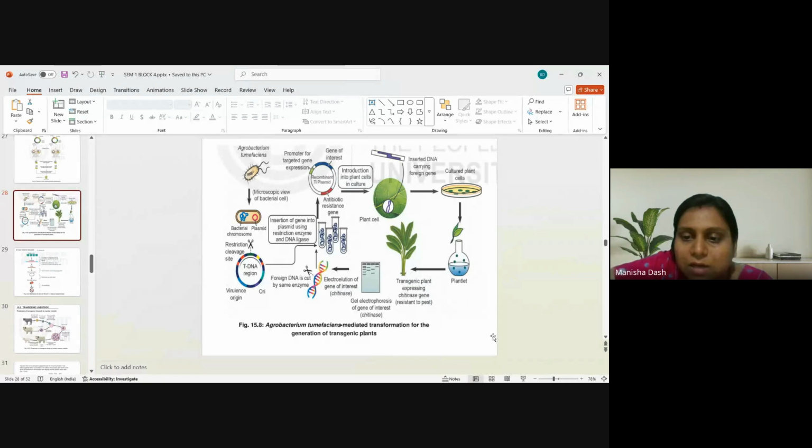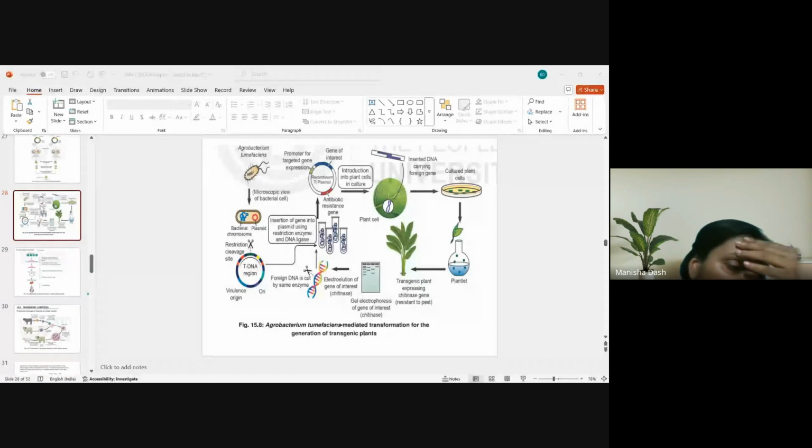Then this is the construction of a transgenic plant. I hope all of you have heard about Agrobacterium tumefaciens, which has a very unique kind of DNA called the tDNA. So these are the steps involved in the construction of a transgenic plant. A transgenic plant or transgenic animal simply means a plant or animal that carries a foreign gene from another organism.